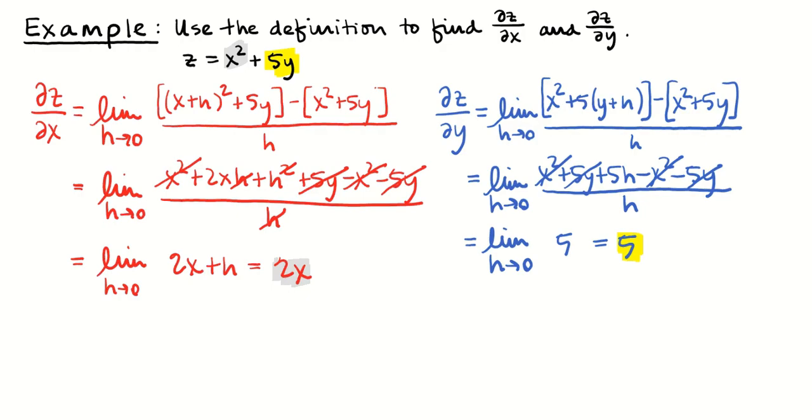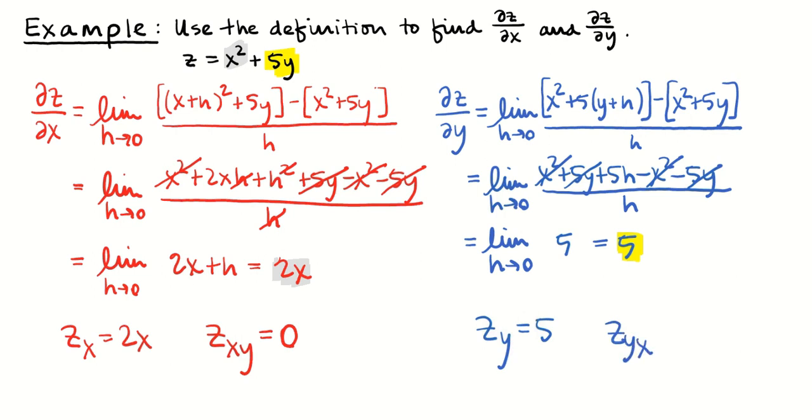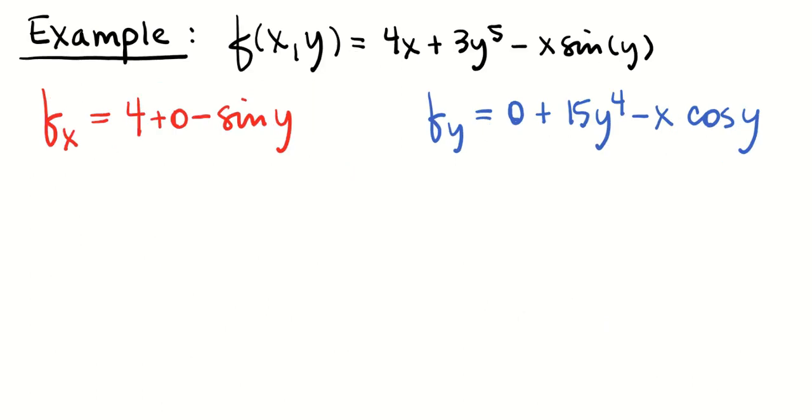All right, so let's take it all the way back here. So if I have zx equaling 2x, and I wanted to take the derivative of that with respect to y, well, there's nothing that has a y in it, so that partial derivative is 0. And then over here, if zy is equal to 5, that means that zyx, taking the derivative of 5 with respect to x, I'm going to get 0. Same thing.